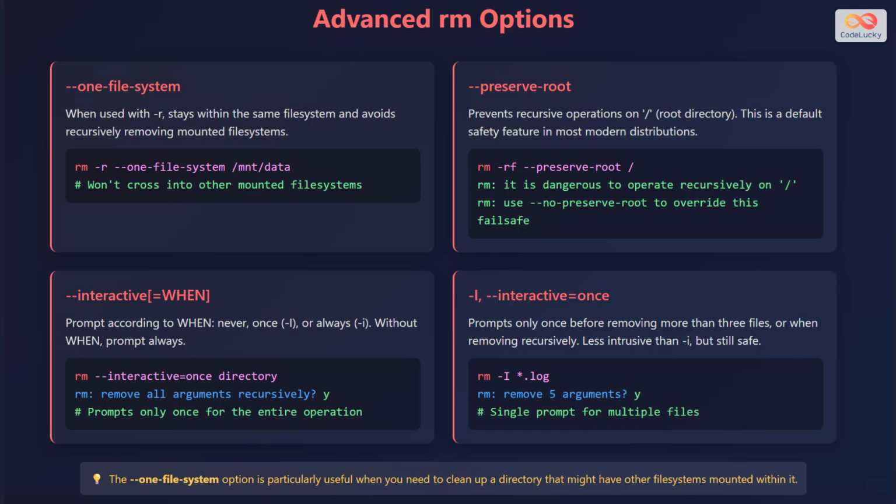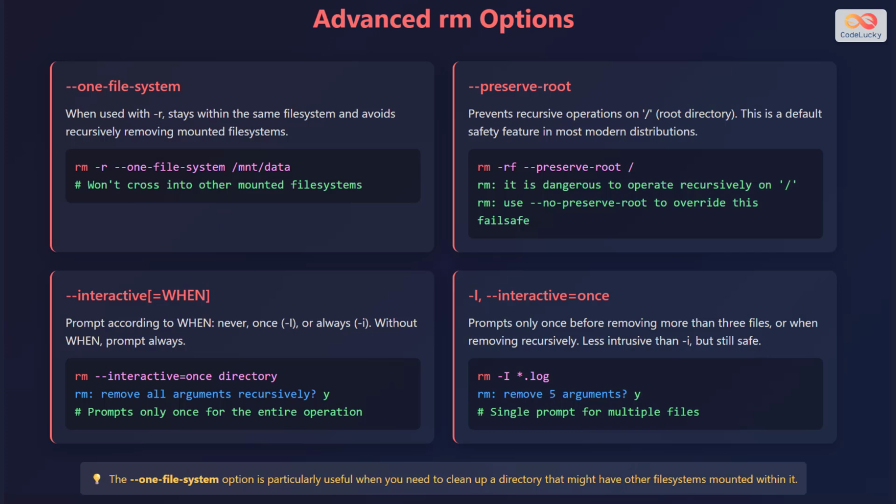The --preserve-root option prevents recursive operations on the root directory /. This is a default safety feature in most modern distributions. If you try to run rm -rf --preserve-root /, the system will output the message: rm: it is dangerous to operate recursively on '/', and use --no-preserve-root to override this failsafe.